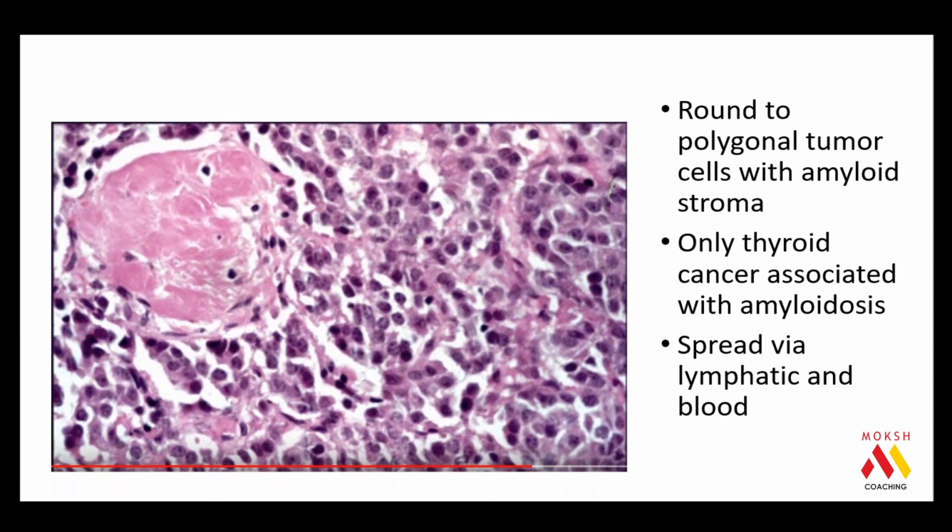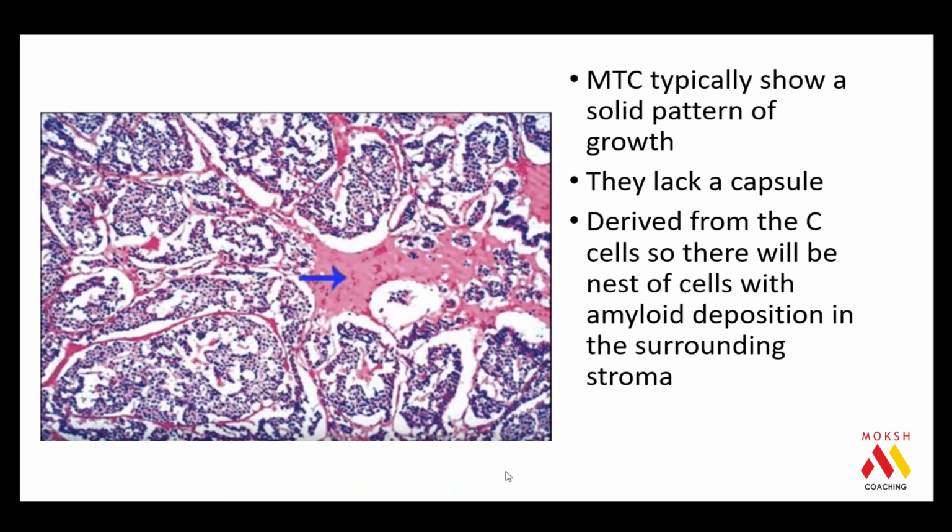And the growth pattern is typically solid, and they don't have a capsule. You don't see the capsule here, but they typically don't have a capsule. And most of these tumors derive from the C cells, and then the C cells will basically increase and of course cause amyloid deposition in the surrounding stroma right over here, as you can see.